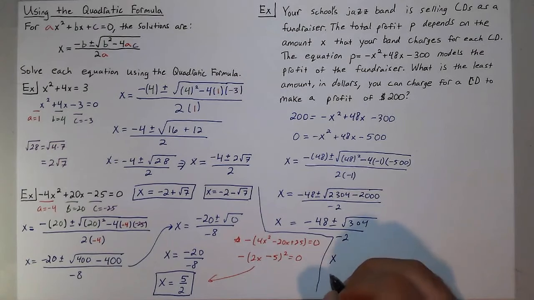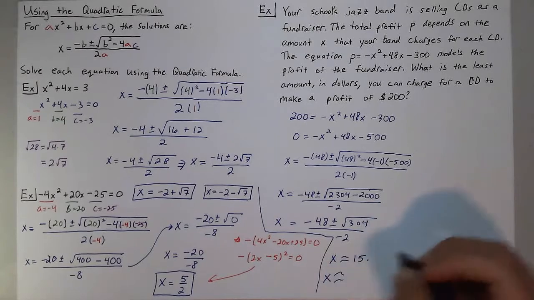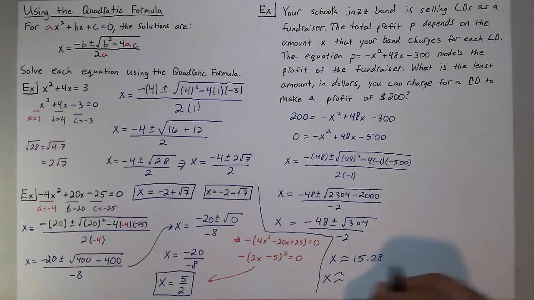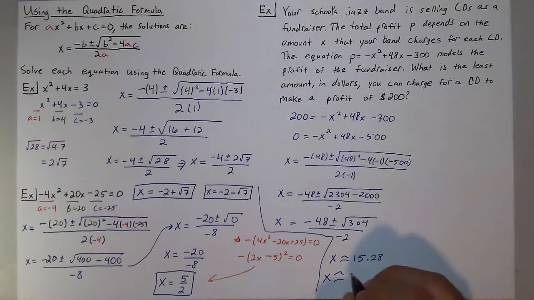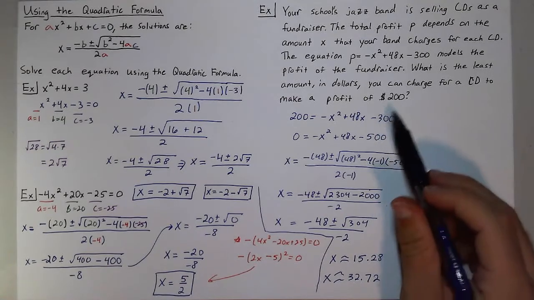That does give me two solutions, which I'm going to use my calculator to calculate. So I'll put negative 48 plus the square root of 304 all divided by negative 2, which gives me approximately 15.28. The reason why I'm using 2 decimal places is because it's a price. And if I do it the other way, I do negative 48 minus the square root of 304 divided by negative 2, I get 32.72.